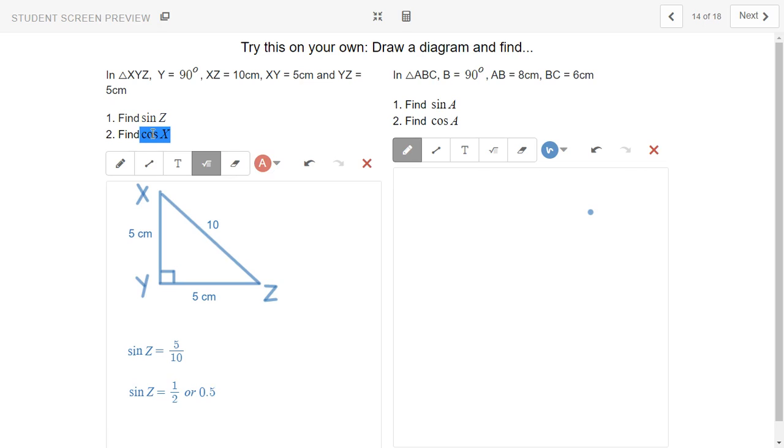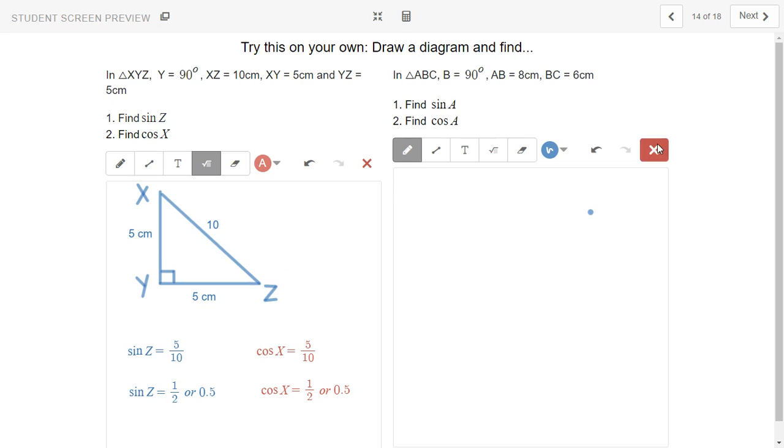Right, the second part, we're asked to find cosine X. Cosine X, this is now our working angle. And we're looking at adjacent over hypotenuse. Cosine X is equal to 5 over 10. And we can simplify that to cos X is equal to 1 over 2 or 0.5. Now you'll notice that these ones just happen to be exactly the same. So what that tells us, because we've got two equal sides, is that this is an isosceles triangle.